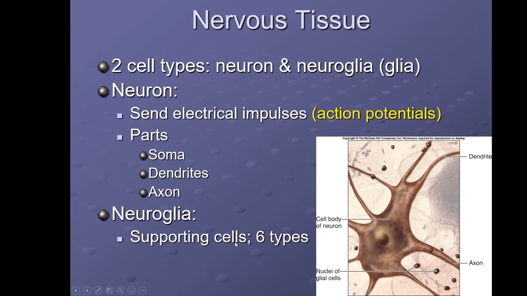And then we have the supporting cells, which are called neuroglial cells. There's 6 different types. We'll discuss those in detail later, but they have a variety of roles depending on which one you're talking about, but their main job is to do supporting work. They do not send the electrical signals like the neurons do. And you can see some glial or neuroglial cells here. There are a lot more neuroglial cells than there are neurons.